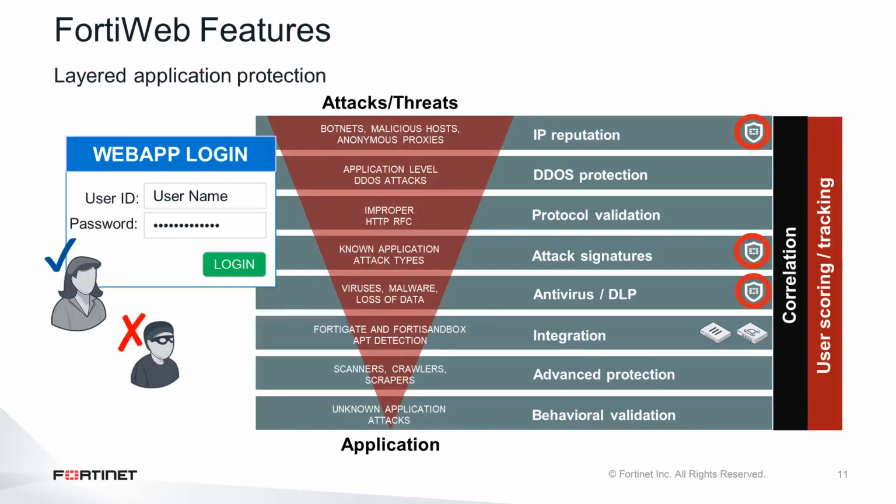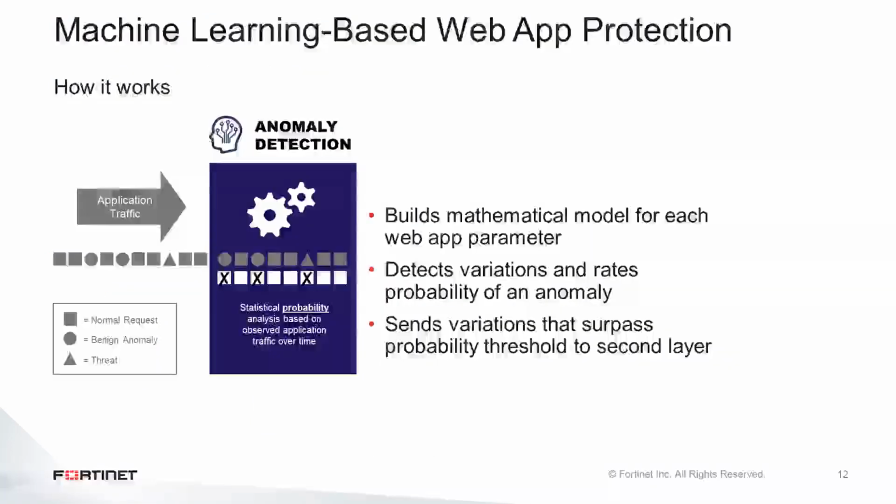Whatever anomalies are not detected by the FortiGuard signature scanning are subject to behavioral validation through our machine learning process. FortiWeb uses two machine learning layers. The first to check if the request is an anomaly. The second to verify if the anomaly is an attack. This is very different from today's solutions, that immediately block every anomaly, causing false positives and customer frustration.